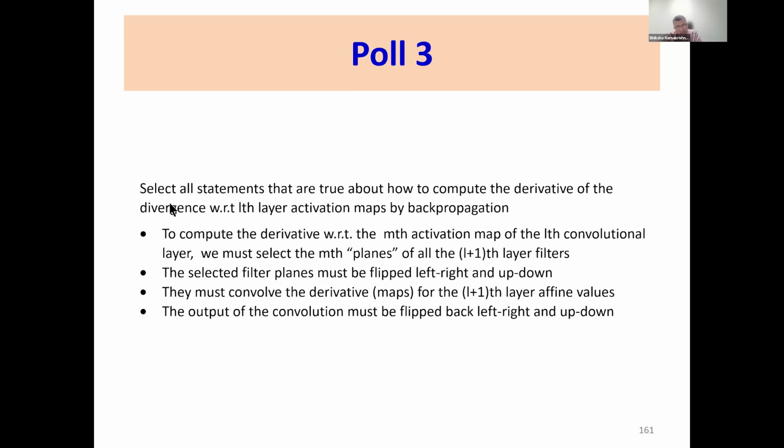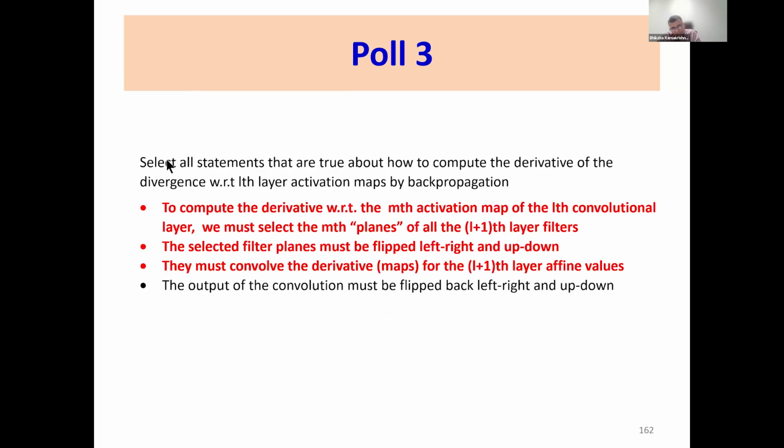Zoom needs debugging. Basically, can you tell me which of these statements are true? To compute the derivative with respect to the mth activation map of the nth convolutional channel, we must select the mth channels, they must be flipped up and down, they must convolve the derivative maps of the L plus 1 affine maps, and the output doesn't need to be flipped again. Thank you, right? Again, my apologies for the messed up poll.